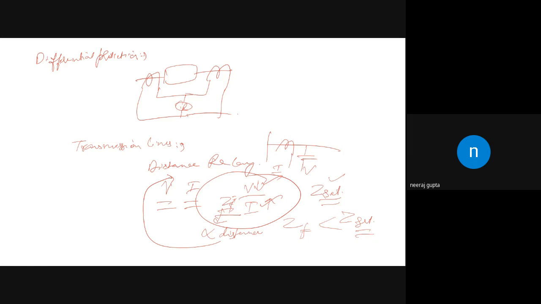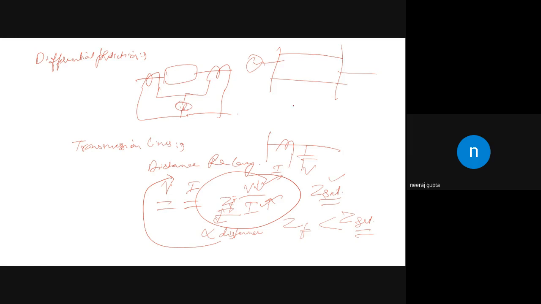Now, one more thing: in the case of a doubly fed system, let us suppose we have parallel lines, or we have a system in which we are feeding the load from both the ends. Or, in a ring main system, a fault gets fed from both the sides.